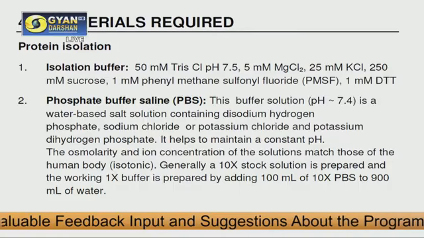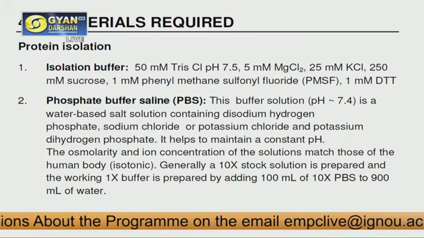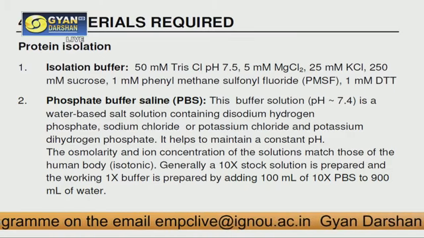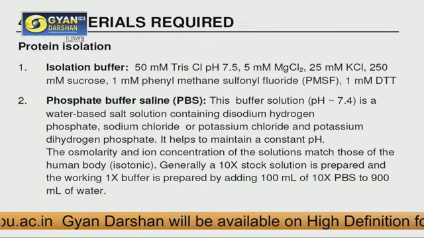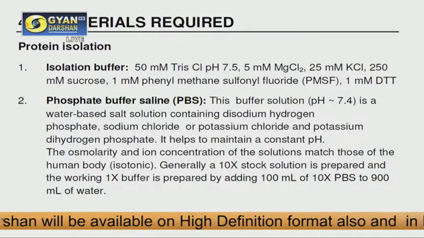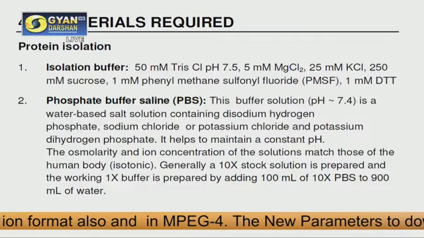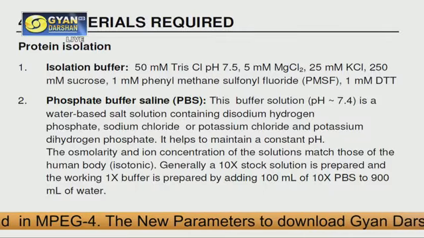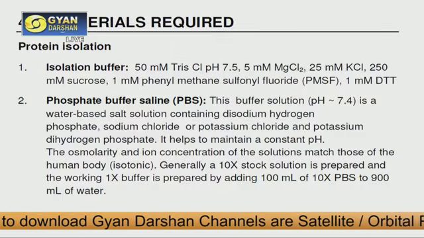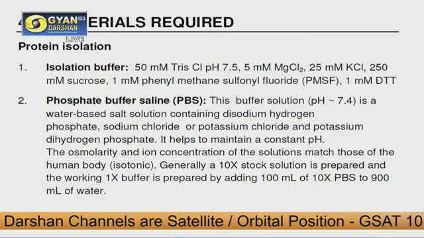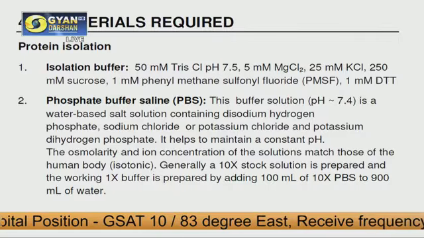Now we come to the isolation part, that is, how you will isolate the protein, because you can only estimate the protein when you learn to isolate it, like we learned the isolation of genomic DNA. For that you need isolation buffer: Tris chloride pH 7.5, magnesium chloride, potassium chloride, sucrose, PMSF, phenylmethanesulfonyl fluoride, which is a protease inhibitor, and 1 millimolar DTT, dithiothreitol. This is also a protease inhibitor, that means it inhibits the protease. And what does protease do? Protease degrades the protein. So these reagents help in protein stabilization.